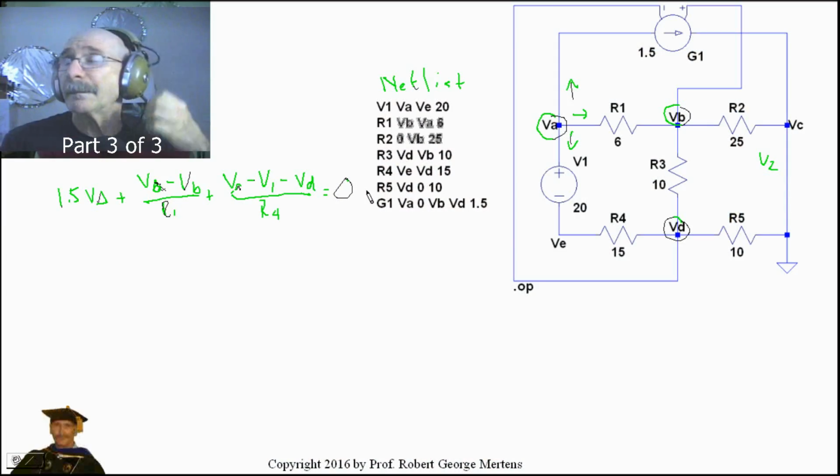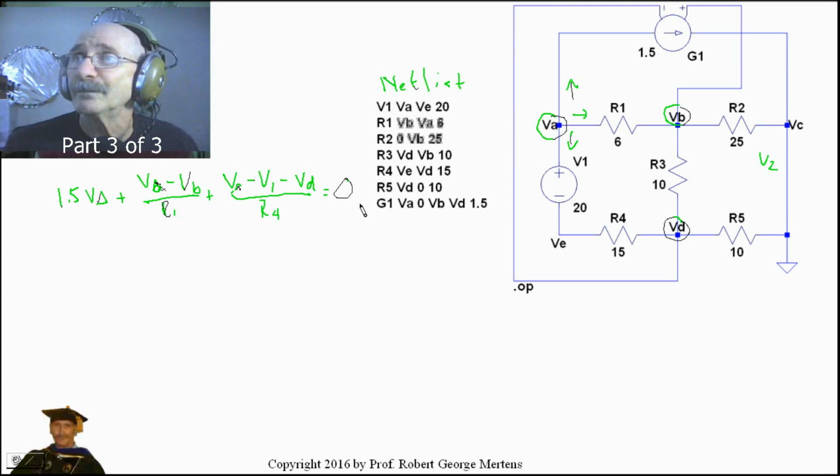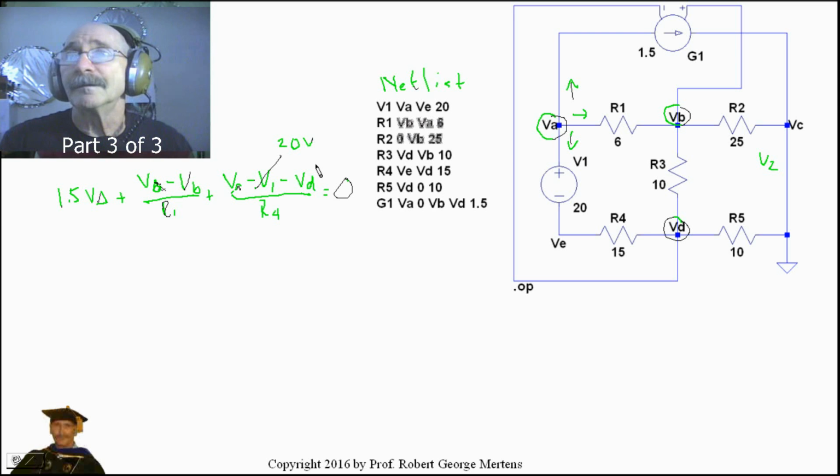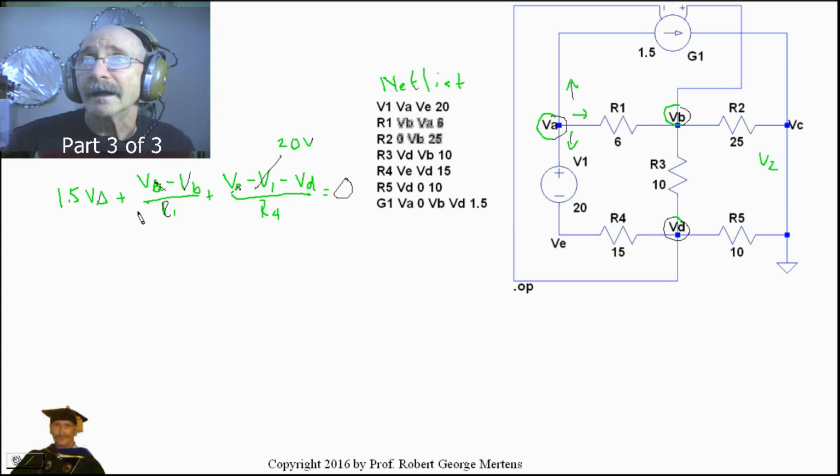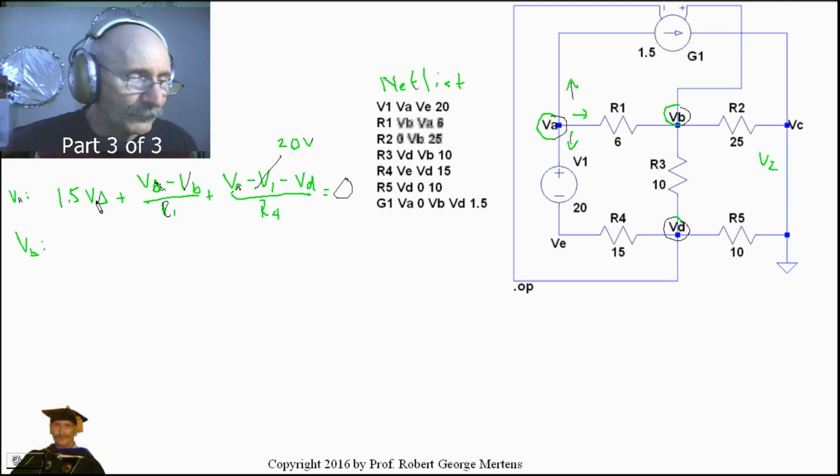Alright, and that's our first one. Now, when we do this in Mathcad, we're going to have to change this to a 20. And you can put the volts in or not, depending on whether or not you want to mess with units in Mathcad. The second one we're going to do around VA. Alright, so around VB, we have our second formula.